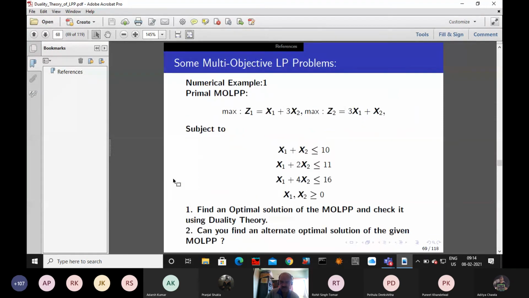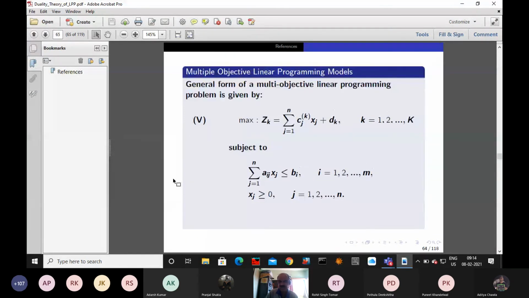This portion is not there, only the primal. See, I have mentioned already the methods: the simplex method, then big M method, two-phase simplex method. With respect to duality, we will have the dual simplex method. Now the question is, what is the dual simplex method?